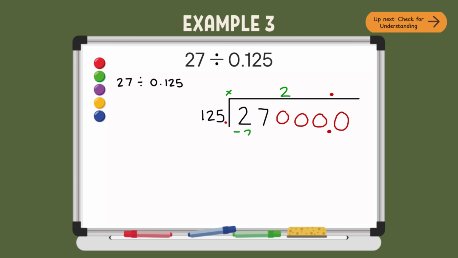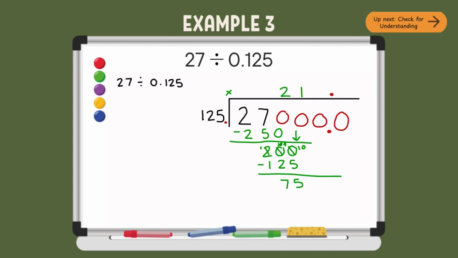So I'm going to go ahead and multiply 125 times 2 and subtract 250 from 270. 270 minus 250 is 20. Now we need to pull down the next zero. If we know 125 times 2 is 250, and we only need to get to 200, well, we know that we should multiply it by 1. Because 125 times 1 is 125. So we can do 200 minus 125 by using some borrowing. And that gives us 75.